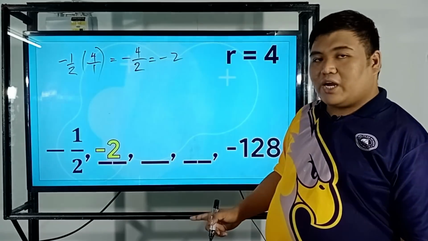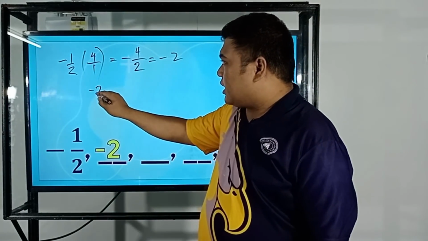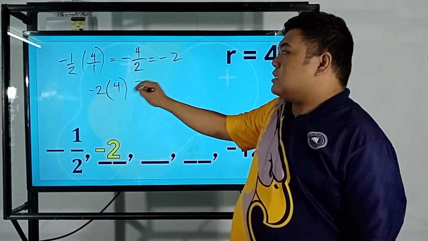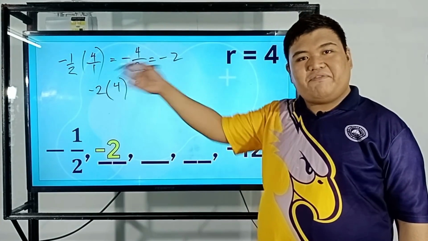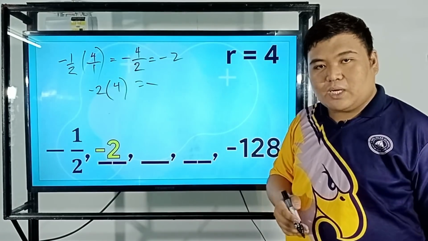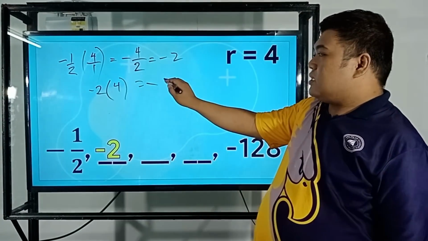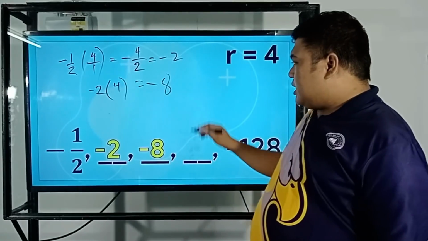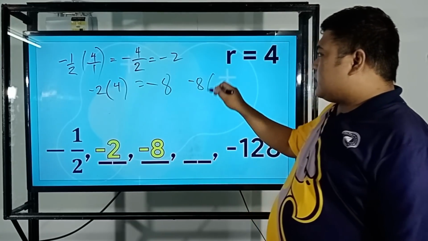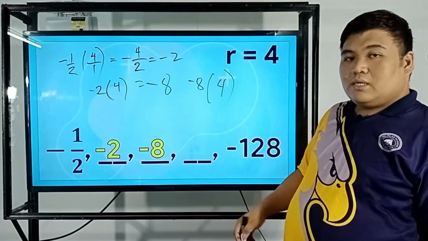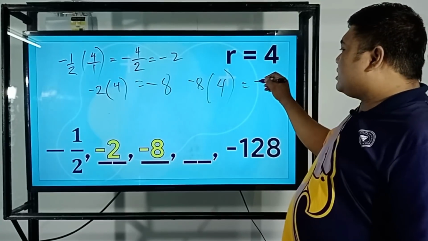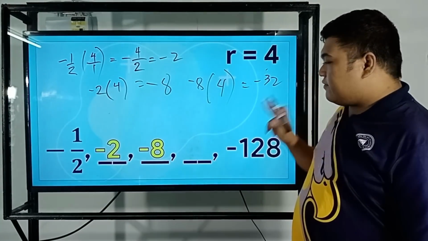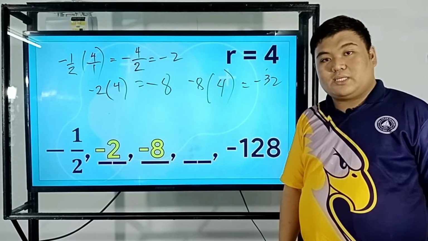To get the third term, we will use negative 2. Negative 2 times positive 4. Since they still have different signs, one positive and one negative, the answer is still negative. 2 times 4 is 8. Negative 8 will be the third term. And lastly, negative 8 times the common ratio of 4, still different signs, so the answer is still negative. Negative 8 times 4 is 32. So negative 32 will be the fourth term.